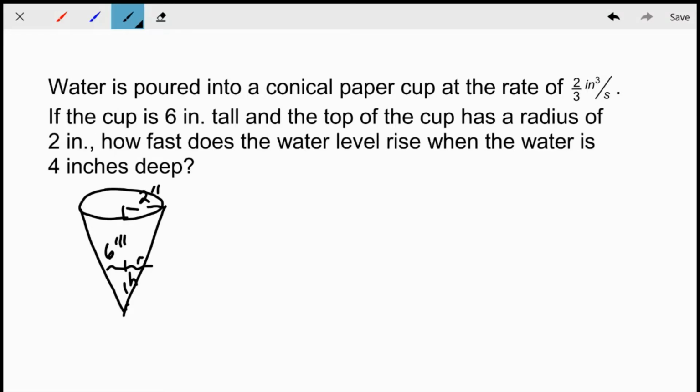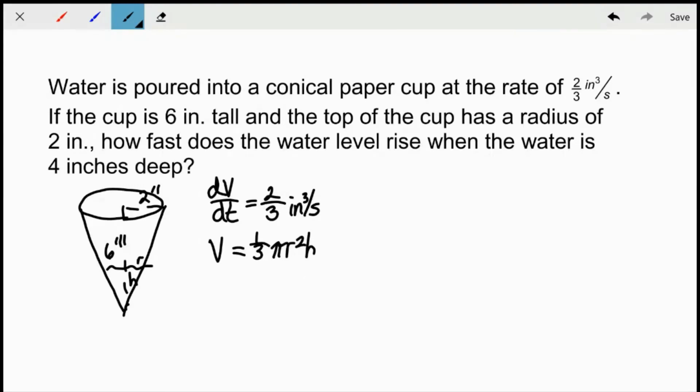Okay, so some other given information here. We have this 2/3 inches cubed per second. So dV/dt is 2/3 cubic inches per second. Okay, in addition to that, it's not directly stated, but we know we're talking about the volume of a conical paper cup. So since it's a cone, we know the volume of a cone is 1/3 pi r squared h.